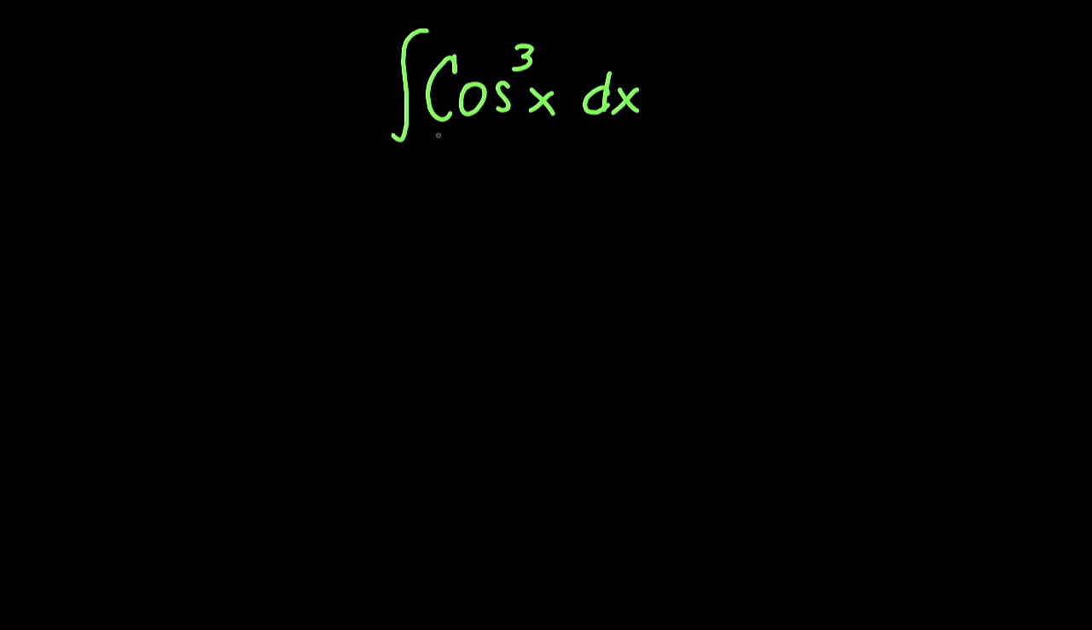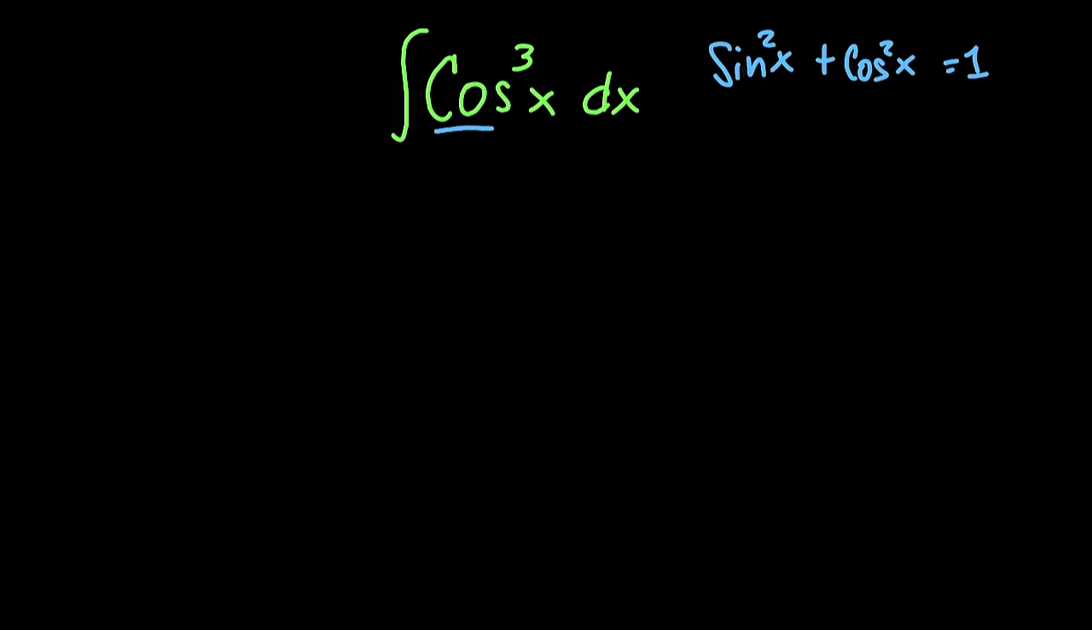Today, we'll be evaluating the integral of cosine cube of x. When dealing with an integral of either a sine or a cosine, and your exponent here is an odd number, this would be the trigonometric identity that you would want to follow, wherein sine squared of x plus cosine squared of x would be equal to 1.